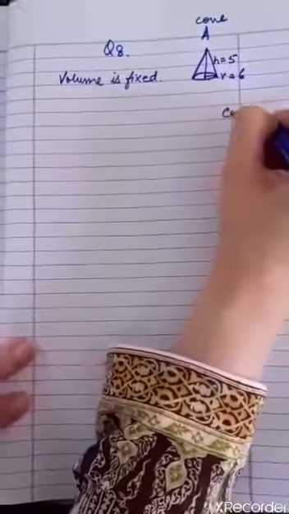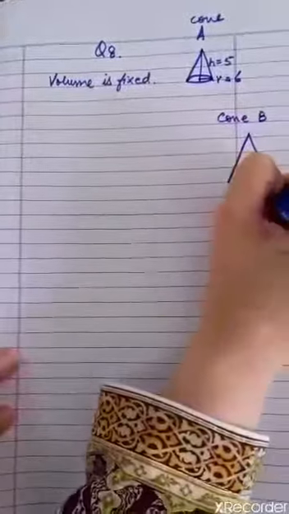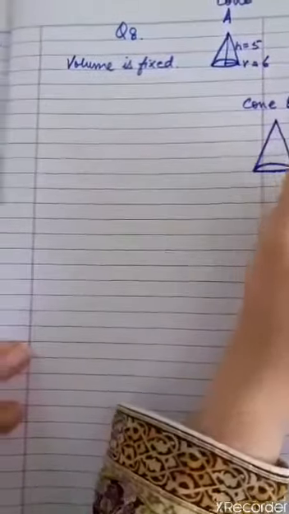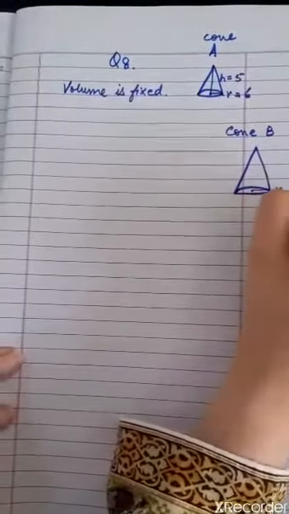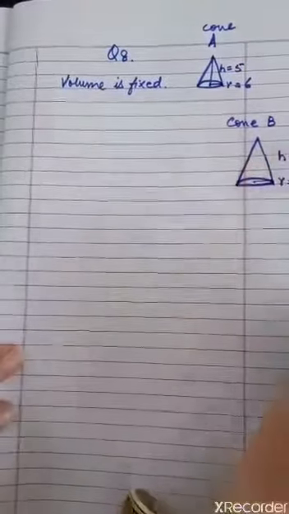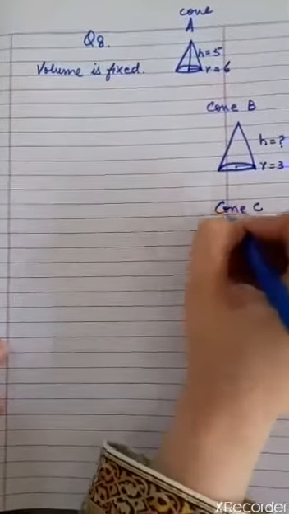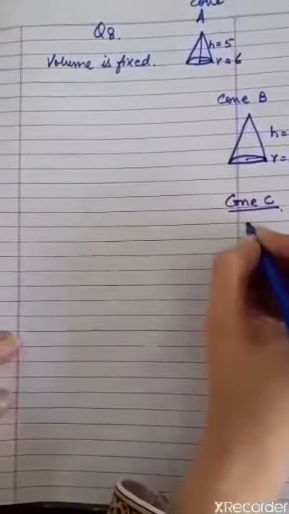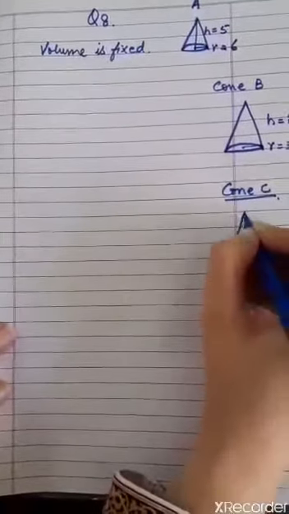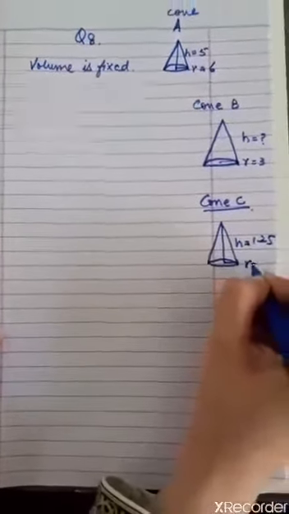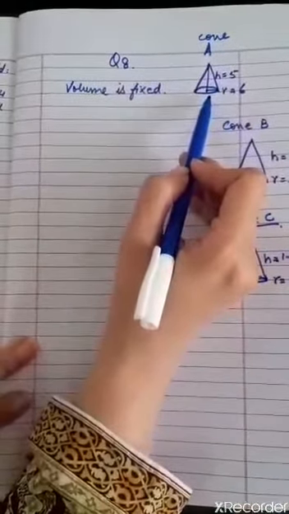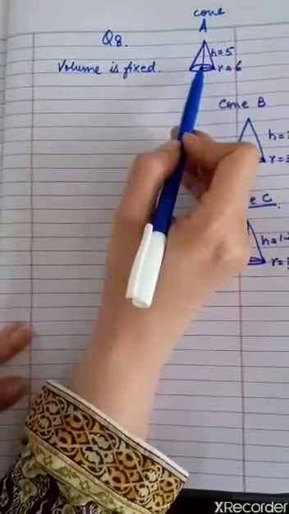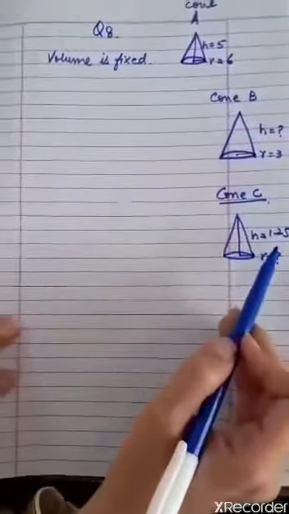For cone B, if you read it carefully, you are given the base radius, that is 3, and height you have to find. And for cone C, height is given to you, that is 1.25 centimeters, and you have to find the base radius. So with the measurements given for cone A, we can find the equation, and using that equation we can find the missing things for cone B and C.